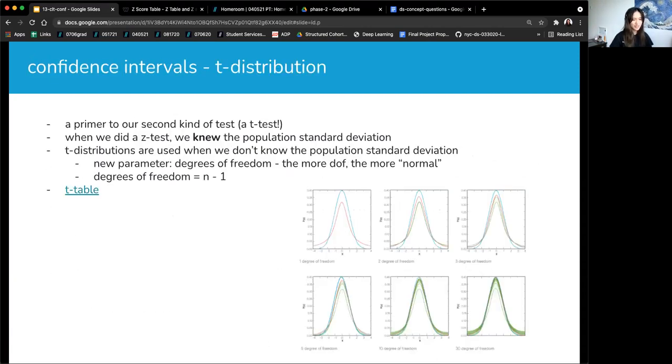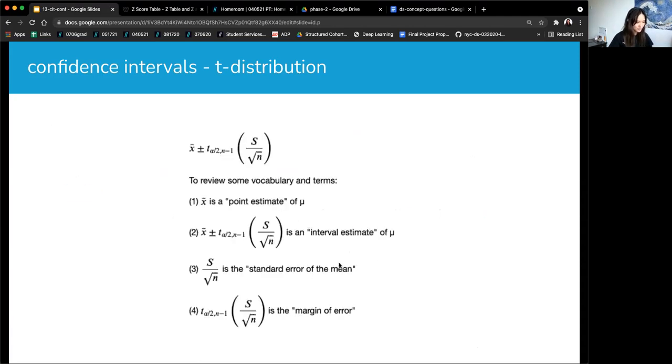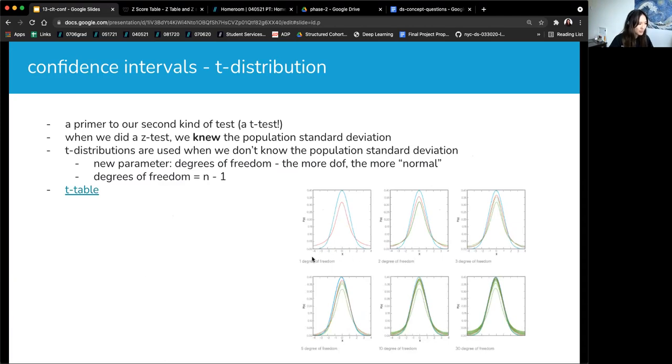So t distributions actually look very, very similar to our standard normal curve. It's just slightly heavier on the tails. In this example here, the blue line is our standard normal, and our red line, which is a little bit shorter, is our t distribution. Why that is, there's a lot of theory behind it, a lot of which I never even got into because it's not important to know. But t distributions are basically used when we do not know the population standard deviation.